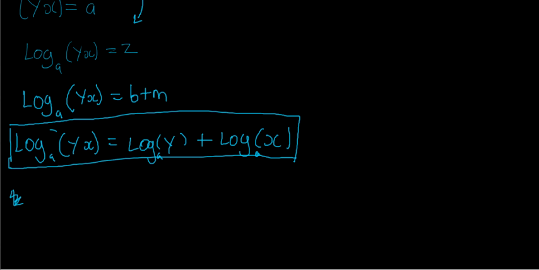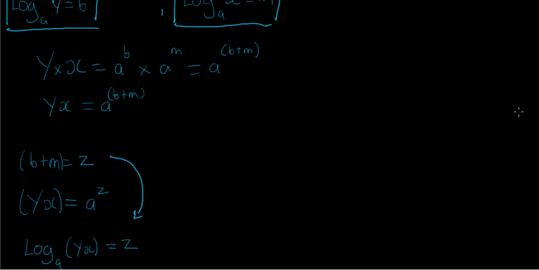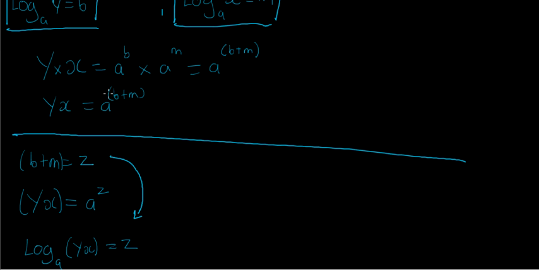But for the other, more intuitive way, we can skip all of this and just come back to where we had stopped, right over here, where yx is equal to a to the power b plus m. Let's just rewrite this down here. In fact, let me change the color so we can clarify that there's a difference. Well, yx is equal to a to the power b plus m.